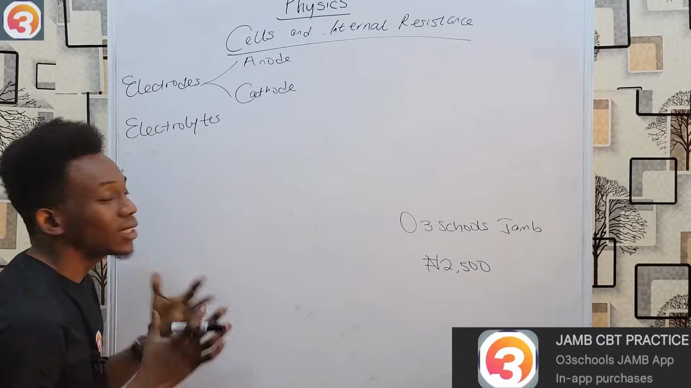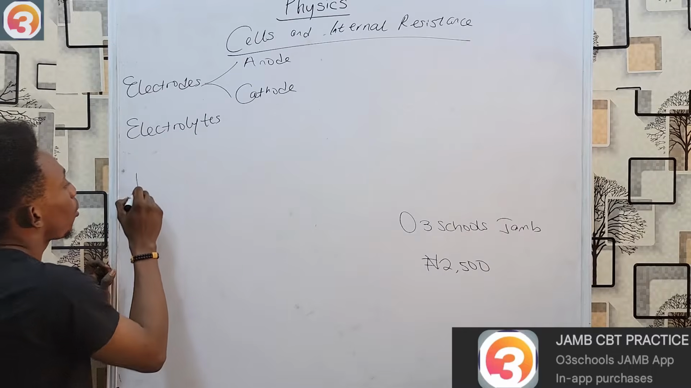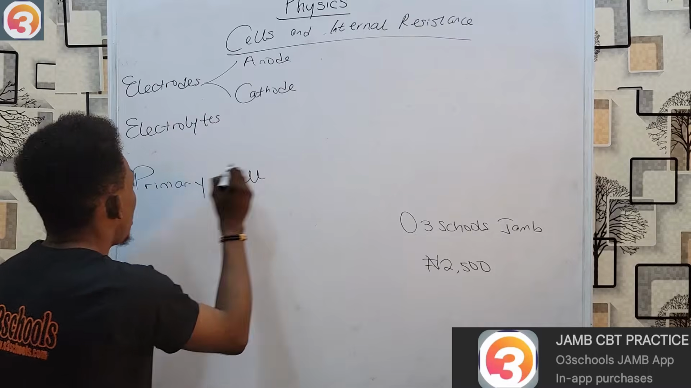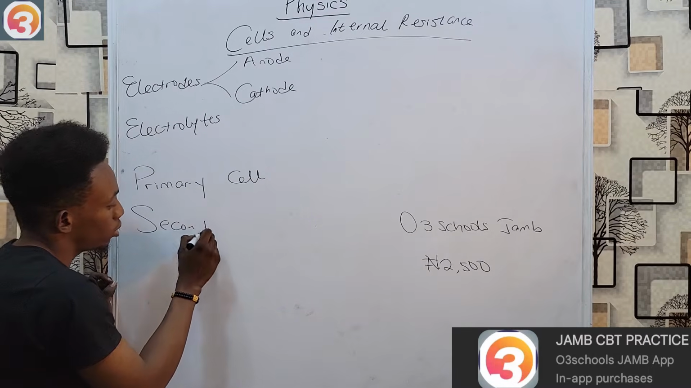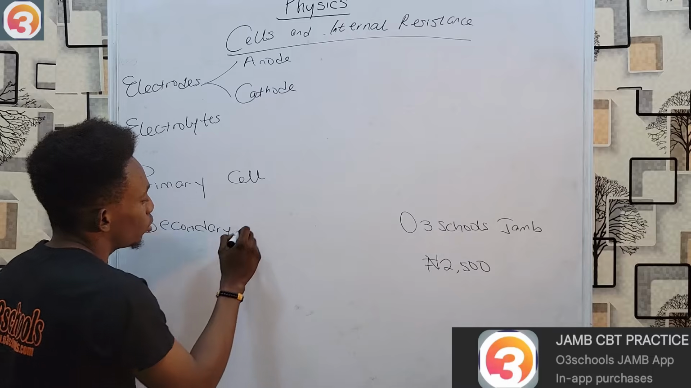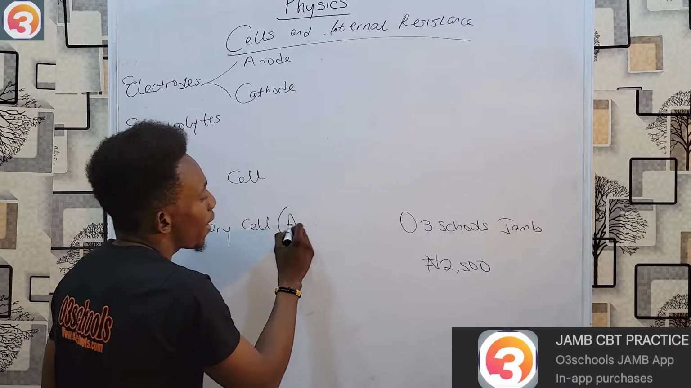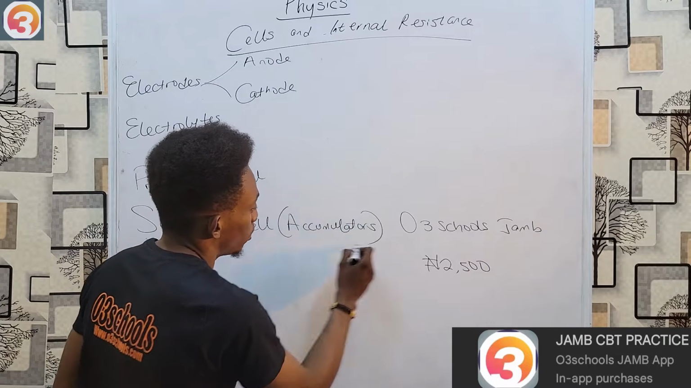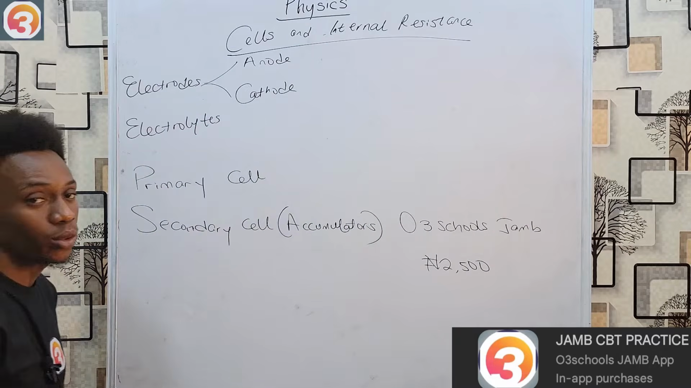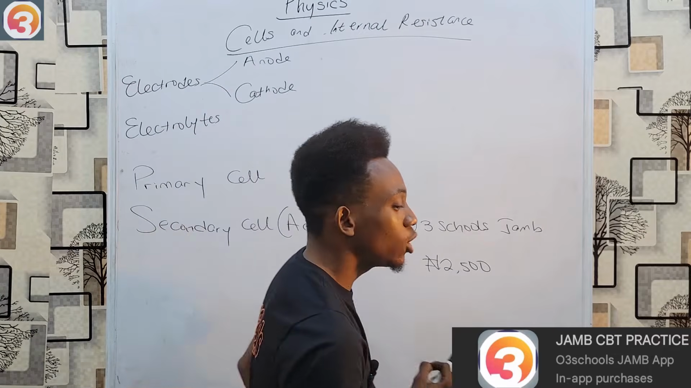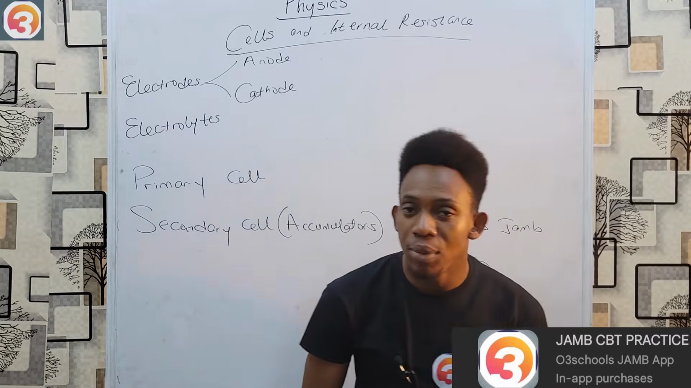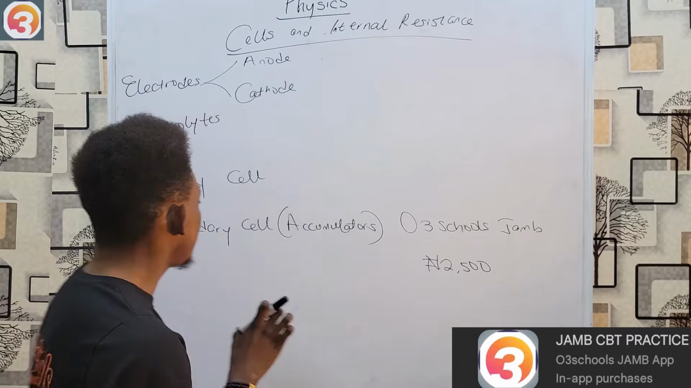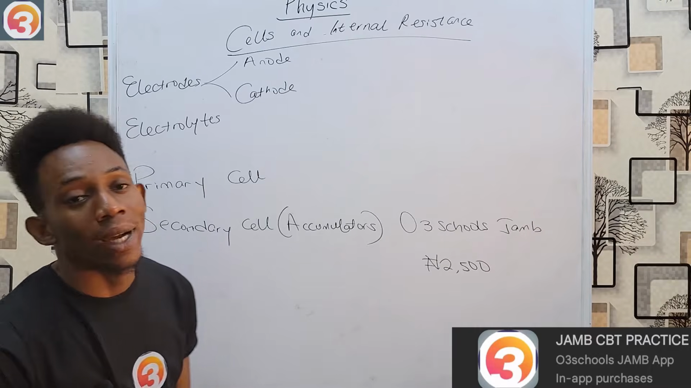So typically, there are several types of cells. There is the primary cell and the secondary cell. Secondary cells are also known as accumulators. Now you may ask, what is the difference between these two types of cells? Your primary cells cannot be recharged. That is their basic defining property. A primary cell cannot be recharged, but a secondary cell can be recharged.